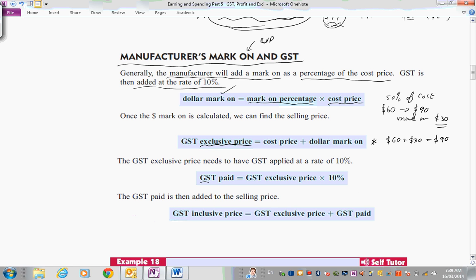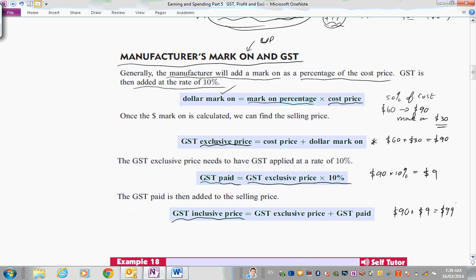So the GST paid is on the GST exclusive price. That's $90, and 10% of that, or a tenth of that, is the GST, which is $9, and the final GST inclusive price is $99, $90 plus the $9. The maths is not too bad, just as long as you keep your wits about you.